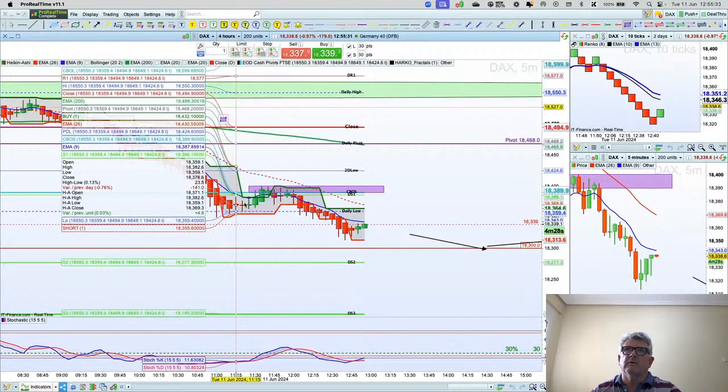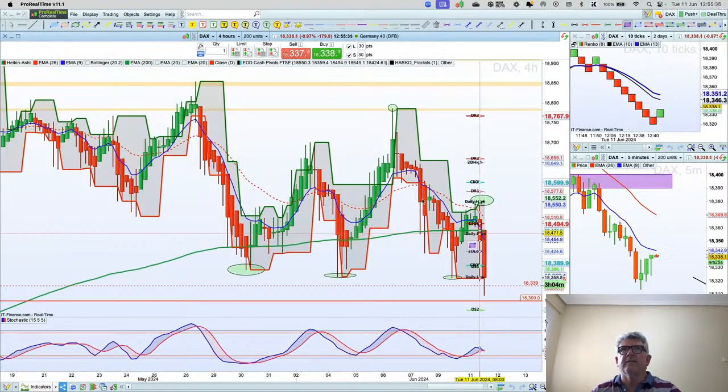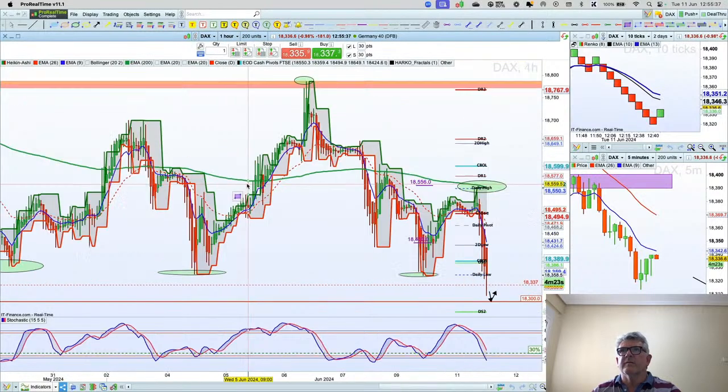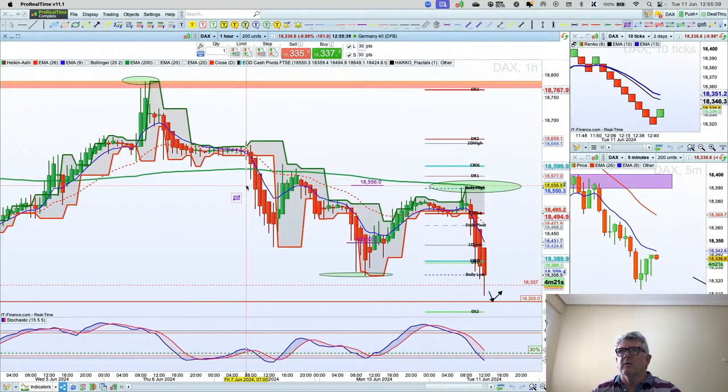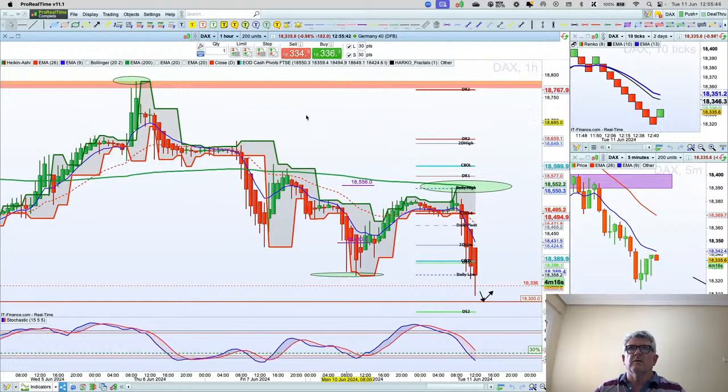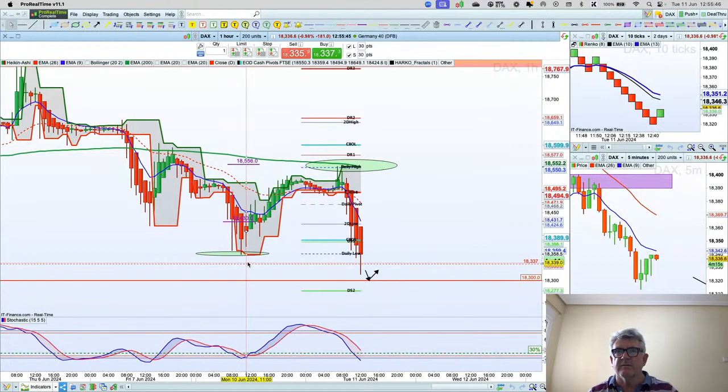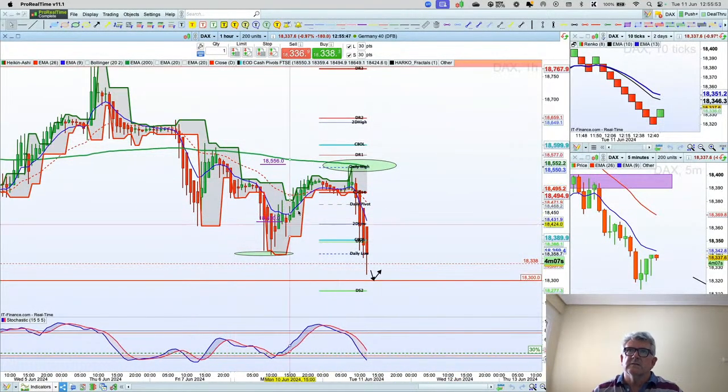Zooming out on the 4-hour, we are negative on the 4-hour. On the 1-hour, that's the same. So the difference between this and the FTSE is this has already broken 4-hour structure, whereas the FTSE is still holding on to the structure. The DAX has broken the structure. Do we need to trade this? Not really. I've already made enough money today. We don't want to be just chasing markets all the time.